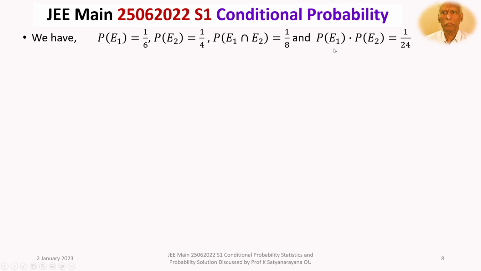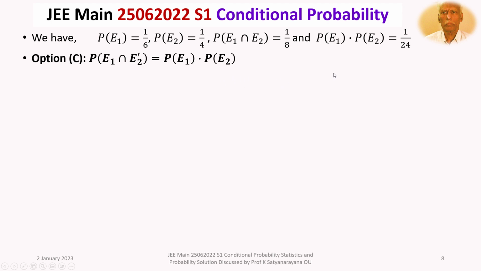Now, probability of E1 multiplied by probability of E2 is 1 by 24, because 1 by 6 into 1 by 4 is 1 by 24, that is required here. So let's go to option C. Probability of E1 intersection E2 complement is equal to probability of E1 multiplied by probability of E2.